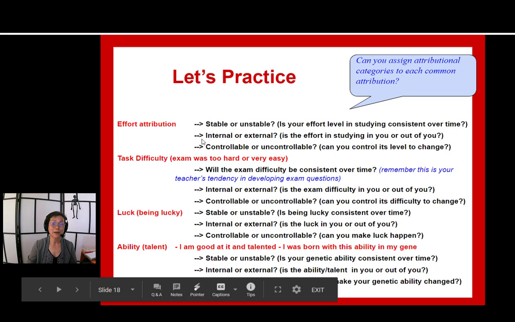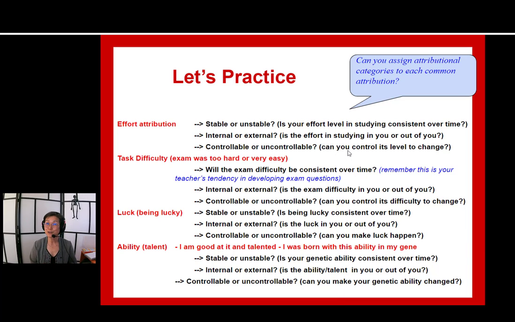Let me go back up here. Effort again. I didn't answer. Effort. Working hard or not. Stable, unstable. Sometimes you work hard. Sometimes you don't. Unstable. Internal, external. Of course, effort coming from where? Me. Internal. Controllable, uncontrollable. Can you change your effort up and down yourself?